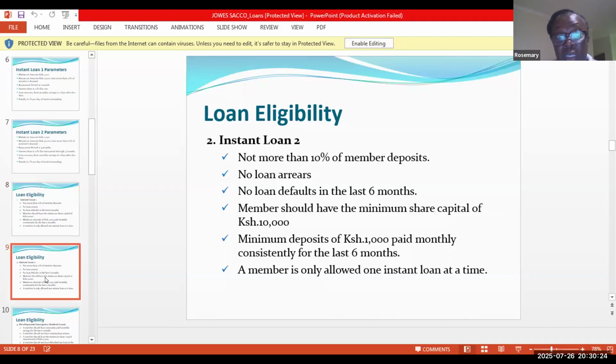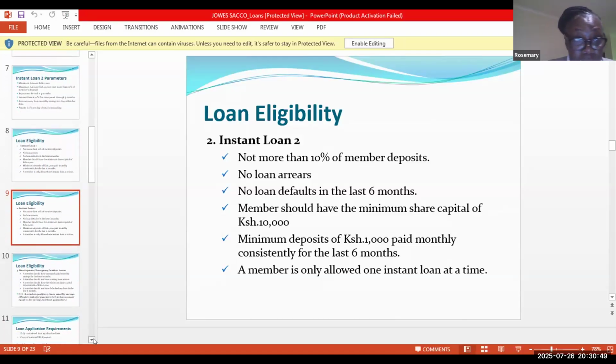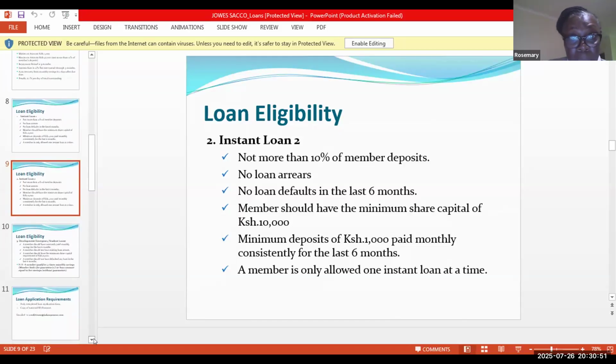For the second instant loan, instant loan 2, it also should not be more than 10% of the member's deposit. Same, no loan arrears, and no loan defaults in the last 6 months. You should also have the minimum share capital of 10,000. Also, you should have been paying monthly consistently for the last 3 months. And even for this one, you're only allowed to borrow one instant loan at a time.